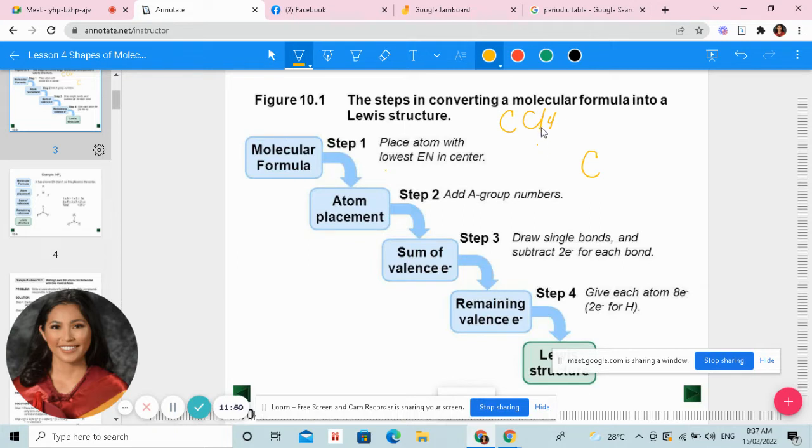Then, okay, add the group numbers. Atom placement, draw single bonds, subtract for each bond, give each atom its electrons. Okay, then add the group numbers.